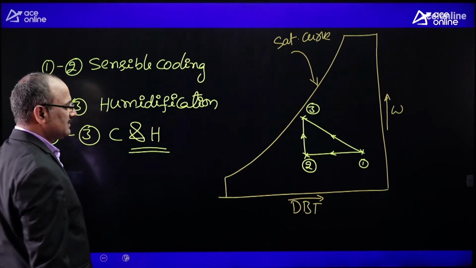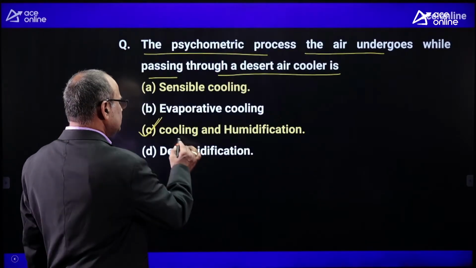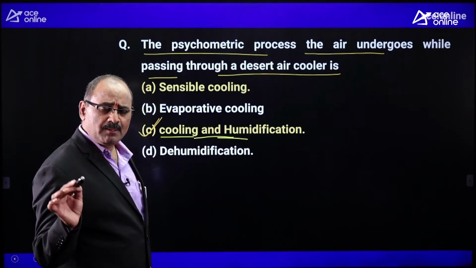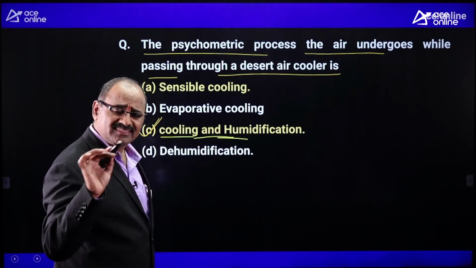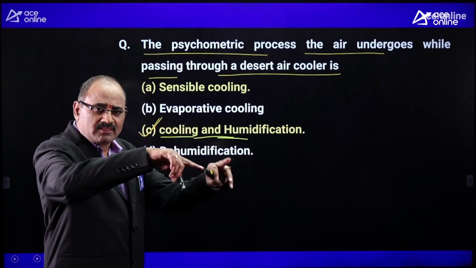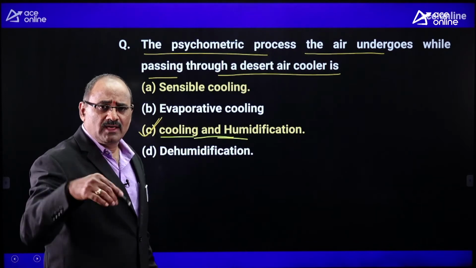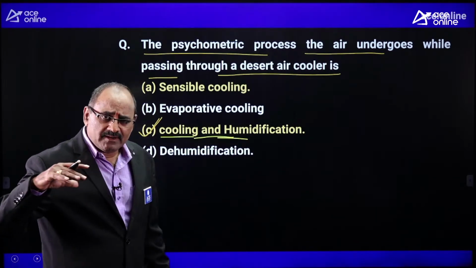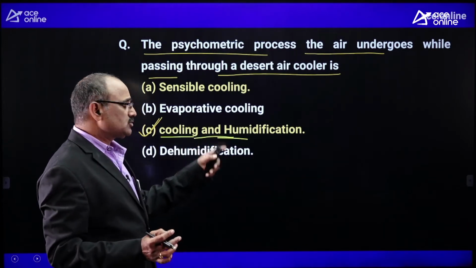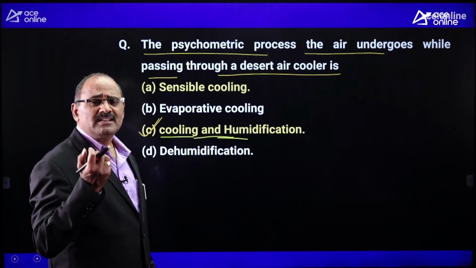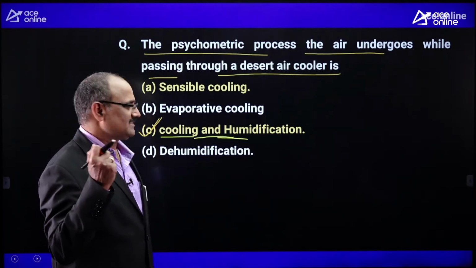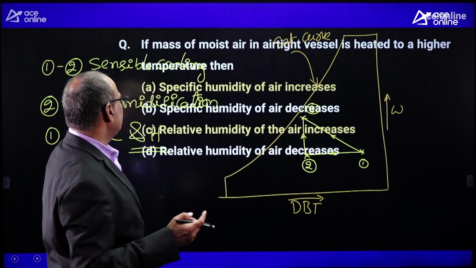Understood? Yes. Anyhow, the desert coolers are maintaining cooling and humidification by the time the air is flowing through the three sides of the wetted pads. You know, around the three sides of the cooler that is having the wetted pads. By the time the air is flowing through the wetted pads, air is not only cooling but also humidifying. Means some moisture is added to the air. Understood? Yes.